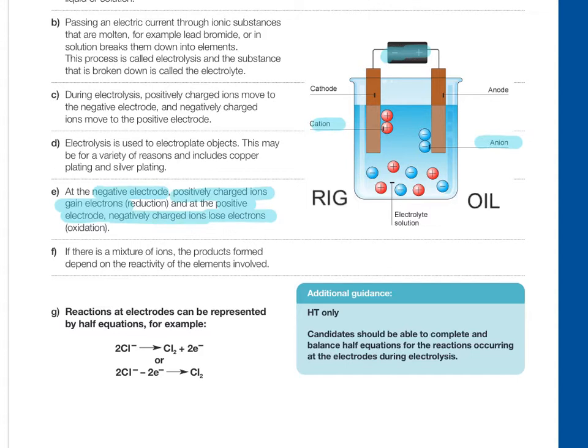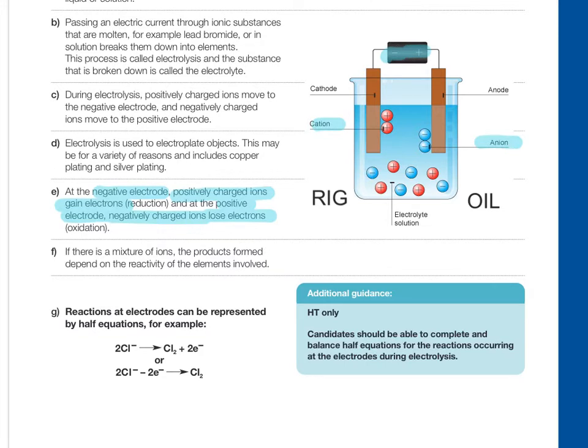Again, if you're struggling to remember, use another mnemonic. So OIL RIG: oxidation is loss of electrons from the anion to the anode. Reduction is gain of electrons, where the electrons move from the negative cathode to the positive cation.